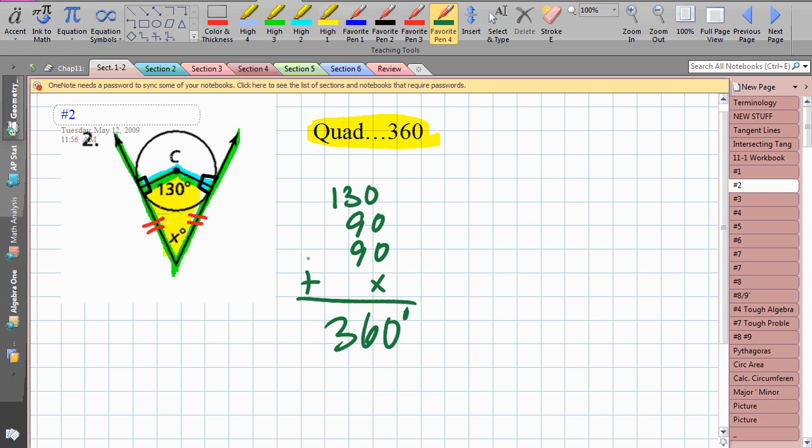So if I take 360 minus 90 minus 90 minus 130, that gives us a leftover value of x having to be 50 degrees. Let's try another one.